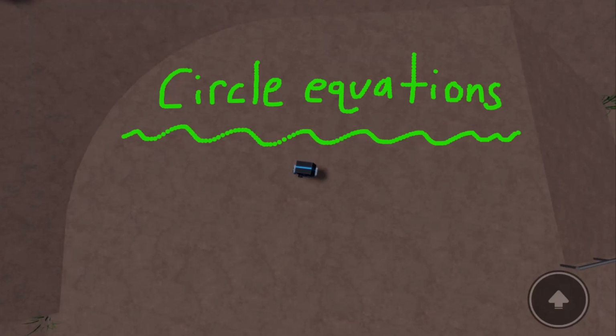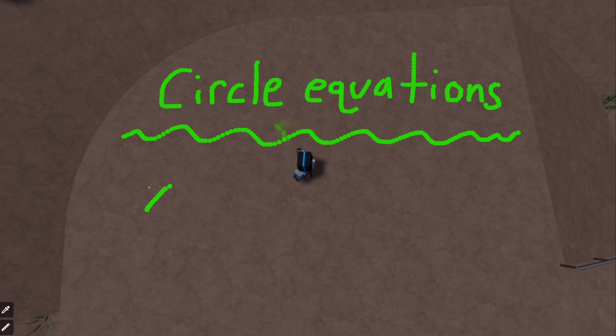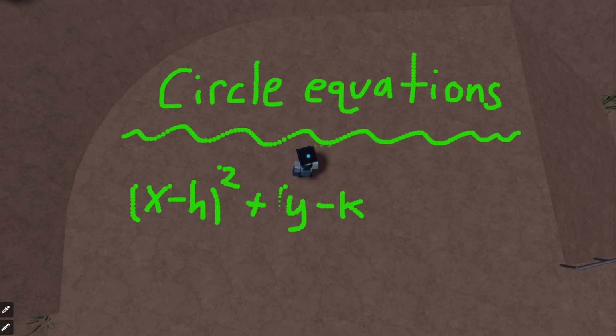In today's video, we're going to cover circle equations. So let's talk about what the standard form of a circle is and what that equation is. Circles are represented by this equation here. You have (x minus h) squared plus (y minus k) squared is equal to r squared.